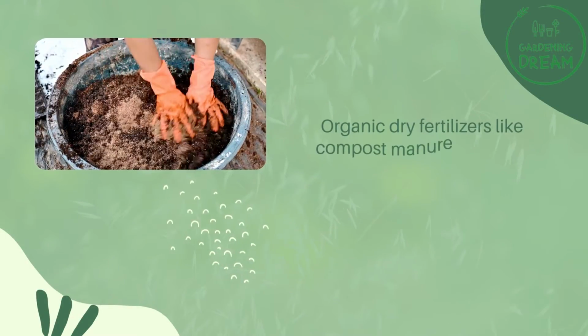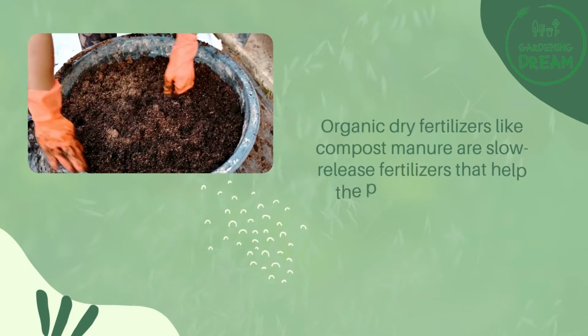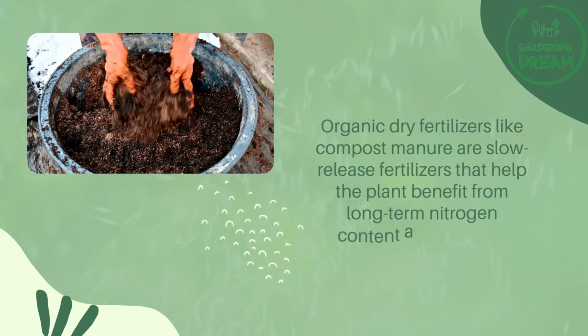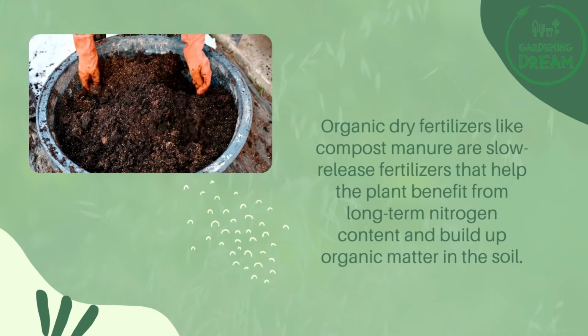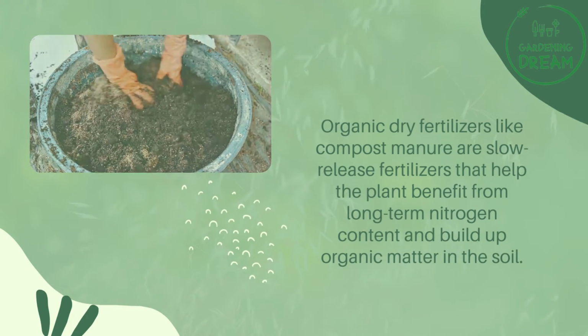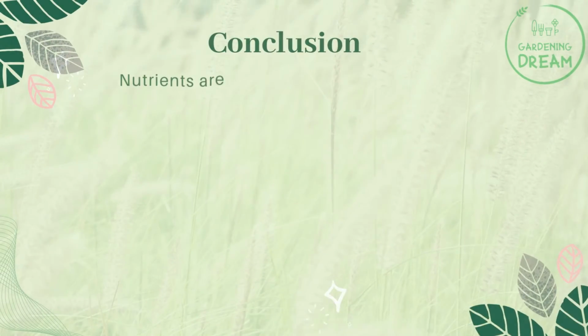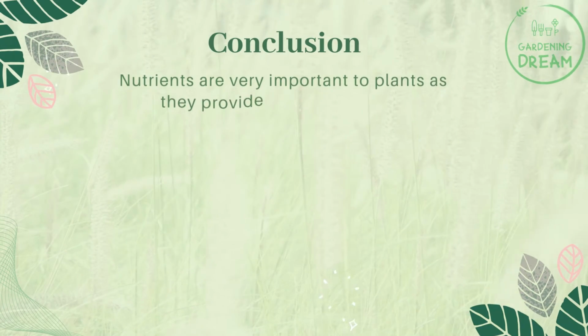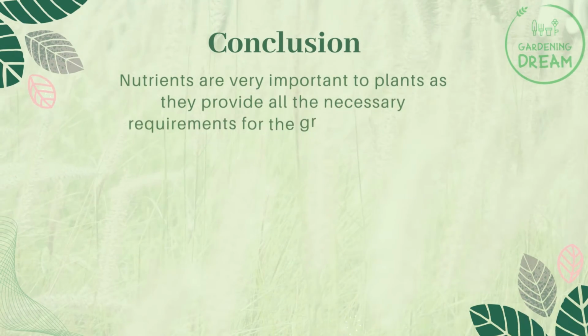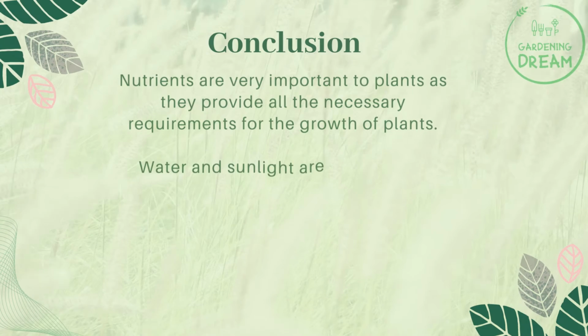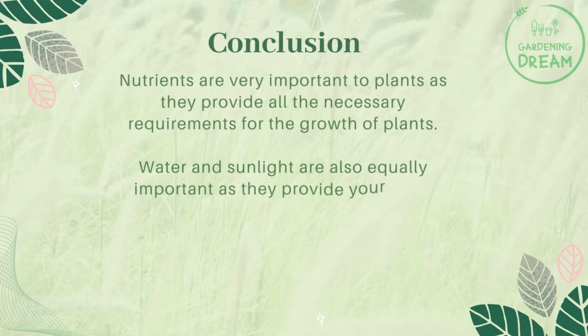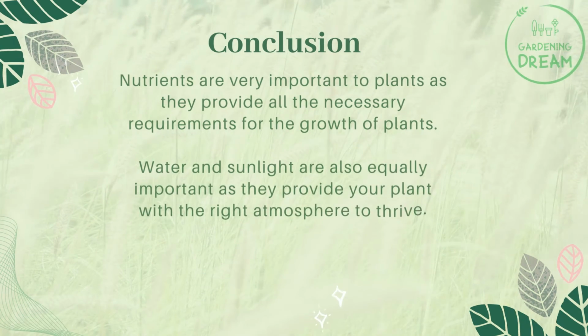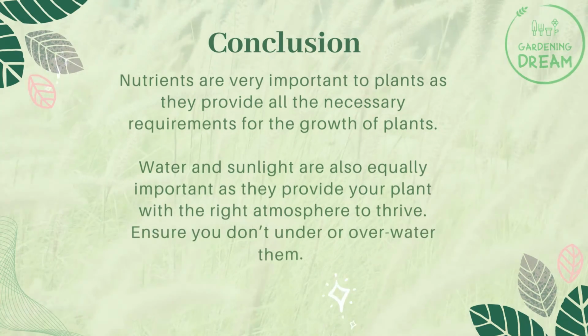Organic dry fertilizers like compost manure are slow-release fertilizers that help the plant benefit from long-term nitrogen content and build up organic matter in the soil. Nutrients are very important to plants as they provide all the necessary requirements for the growth of plants. Water and sunlight are also equally important as they provide your plant with the right atmosphere to thrive.